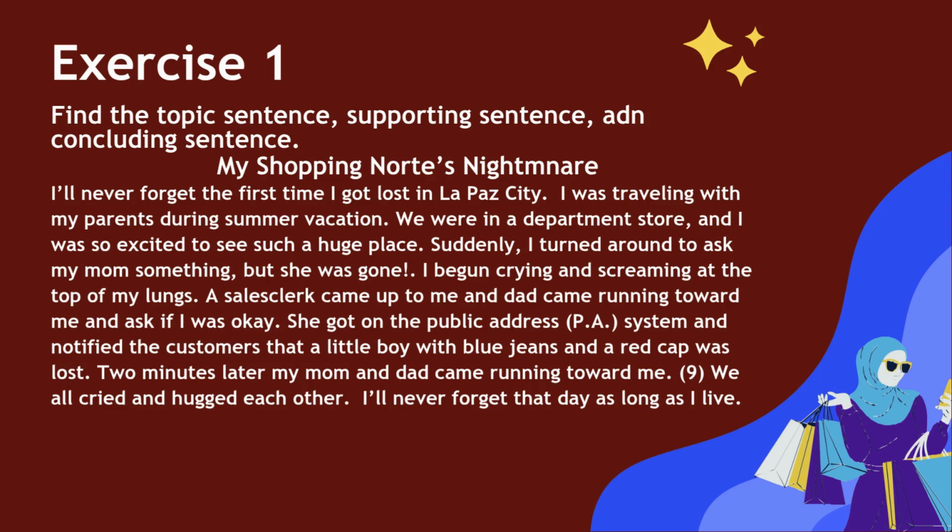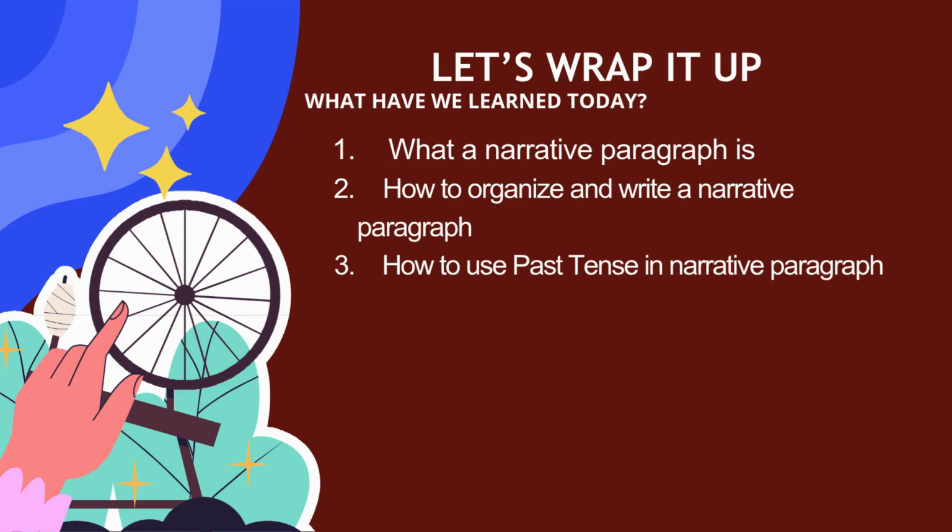To summarize what we have learned today, we have discussed what a narrative paragraph is, how to organize it by using background information, supporting details, and also conclusion, and how to use simple past tense in narrative writing. All of them are very important. These elements are essential for writing an effective narrative writing.